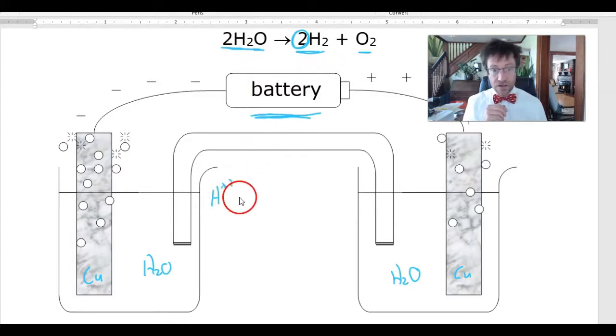It's going to turn into hydrogen with a 0. Oh man, that's so bad. Let me just hold on for a second. That was just so bad. I gotta do it again.